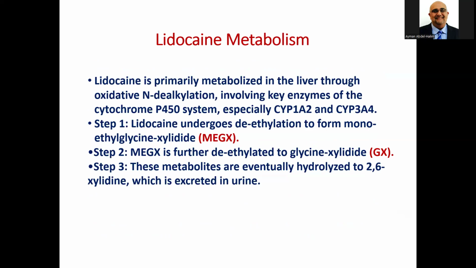Lidocaine is metabolized in the liver by oxidative dealkylation, especially through CYP1A2 and 3A4. Step 1, lidocaine undergoes deethylation to form monoethylglycine xylidide, MEGX. Step 2, MEGX is further deethylated to GX, glycine xylidide. Step 3, these metabolites are eventually hydrolyzed to 2,6-xylidine, which is excreted in urine.